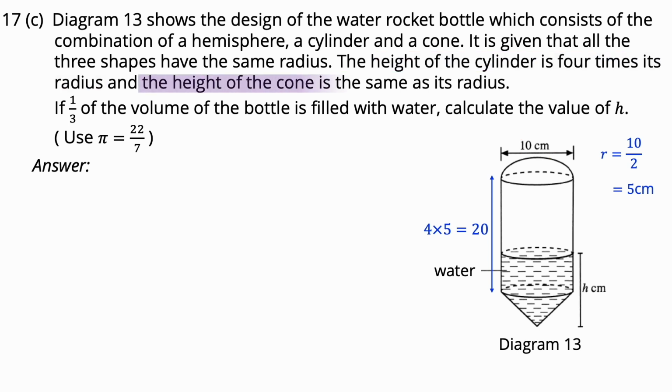The height of the cone is the same as its radius. The height of the cone is 5 centimeters. And the partial cylinder has height h minus 5. Calculate the value of h.